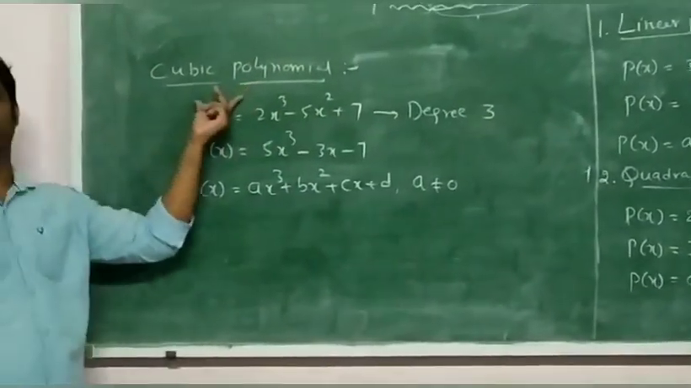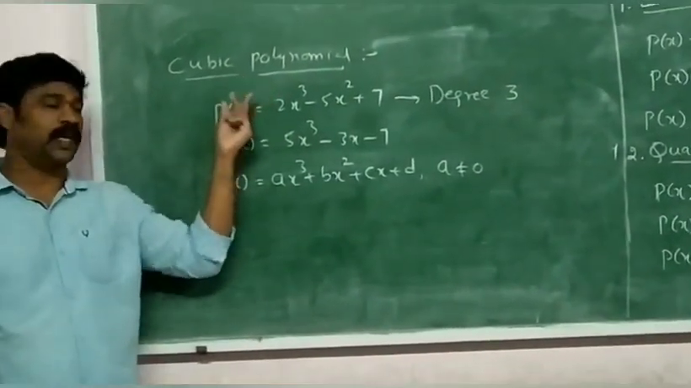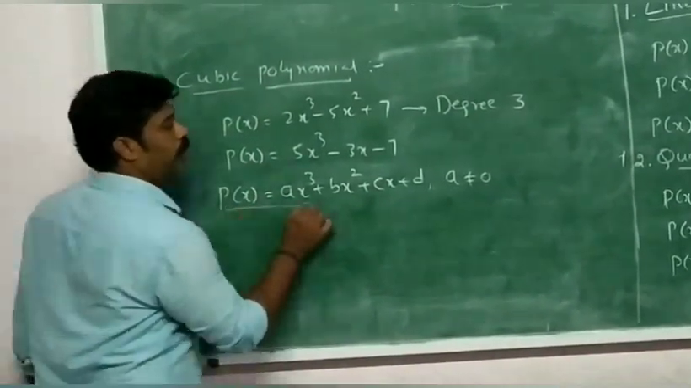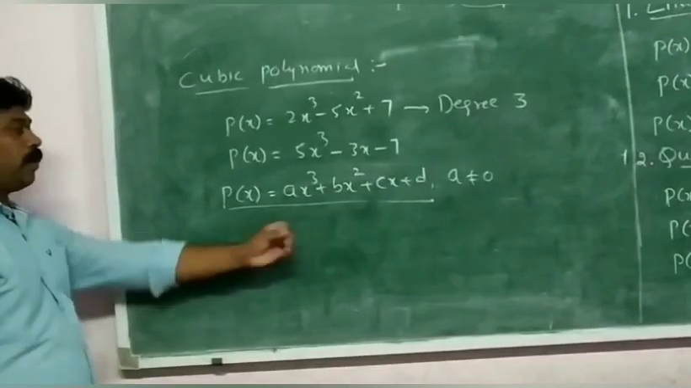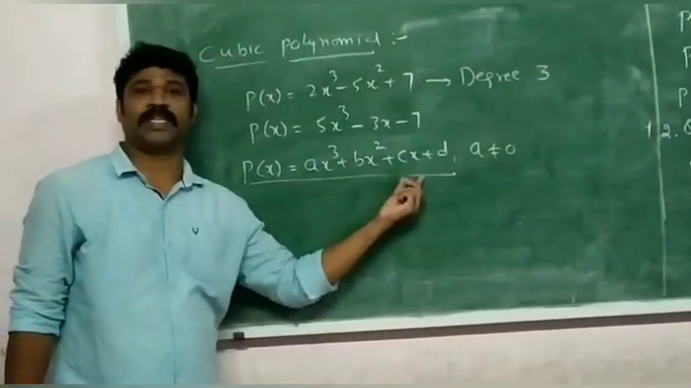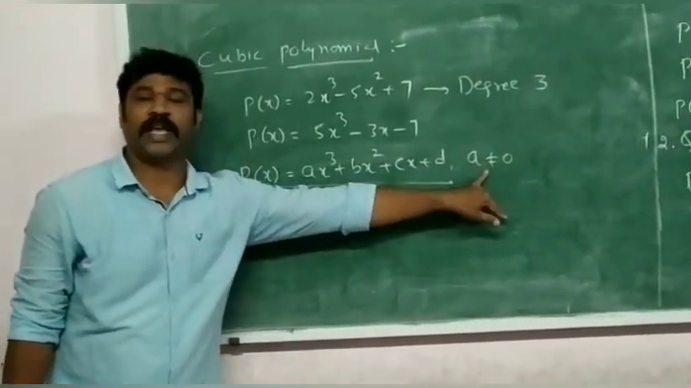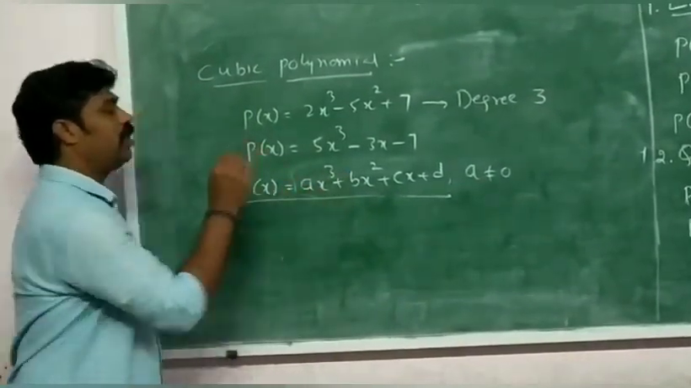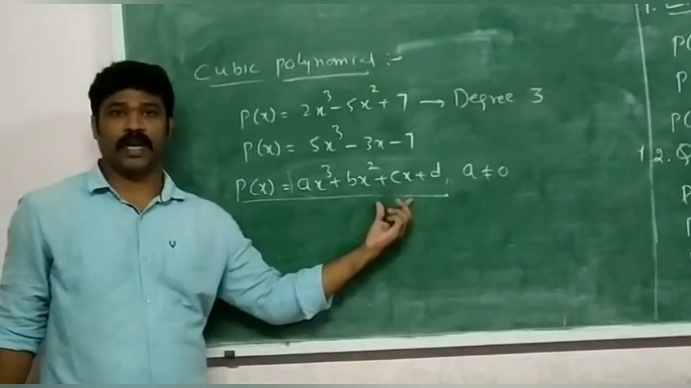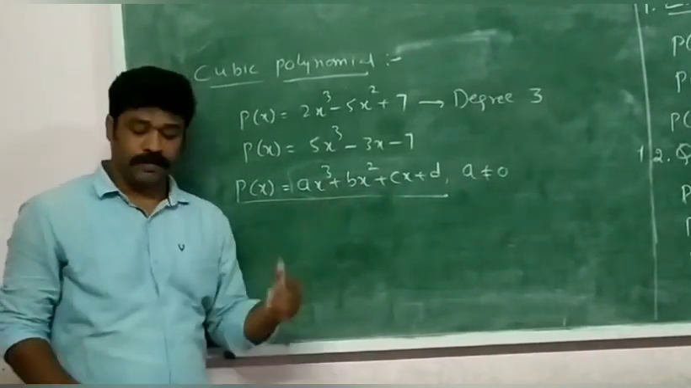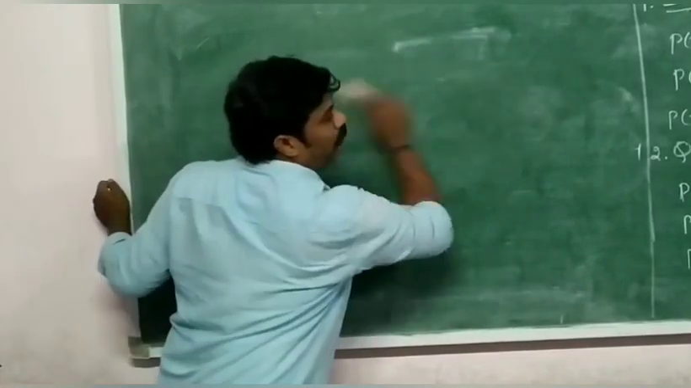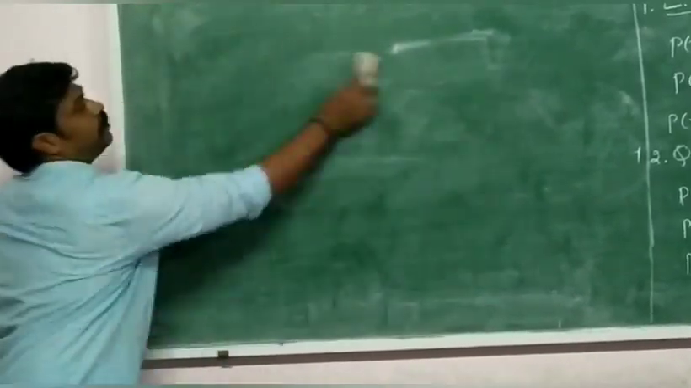Similarly, cubic polynomial. If the degree of the polynomial is 3, then we call it a cubic polynomial, and the general form of cubic polynomial is p of x is equal to ax cube plus bx square plus cx plus d. Here also we have to take a must be not equal to 0. Here it is the same. If a is equal to 0, then we will get a quadratic polynomial. It's not a cubic polynomial. Then after that, we have to know the value of a polynomial.